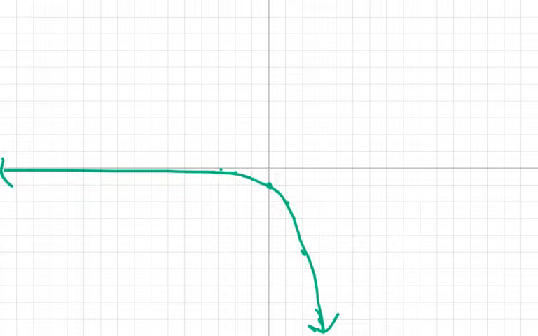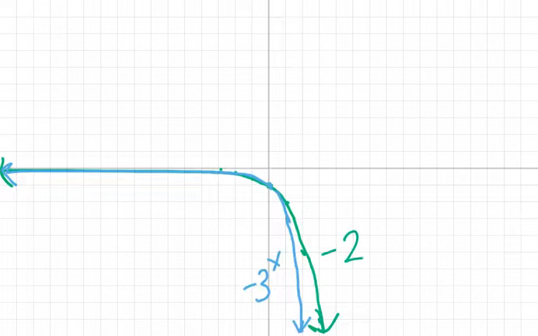Okay, let's do -3 to the x. It's still a key point at 0, -1, then 1, -3, and 2, -9, which is going to be just off the screen here. Okay, -1, -1/3, -1/9, -1/27. So this is -3 to the x and -2 to the x.